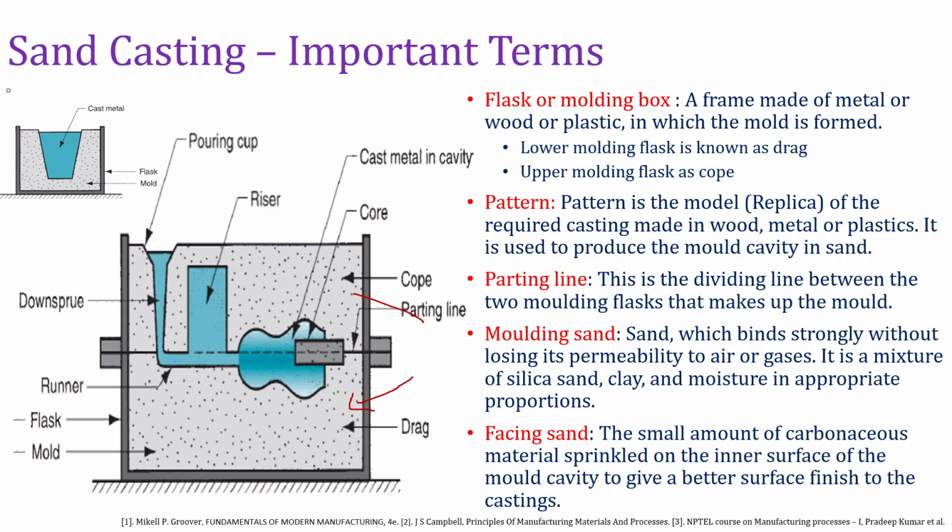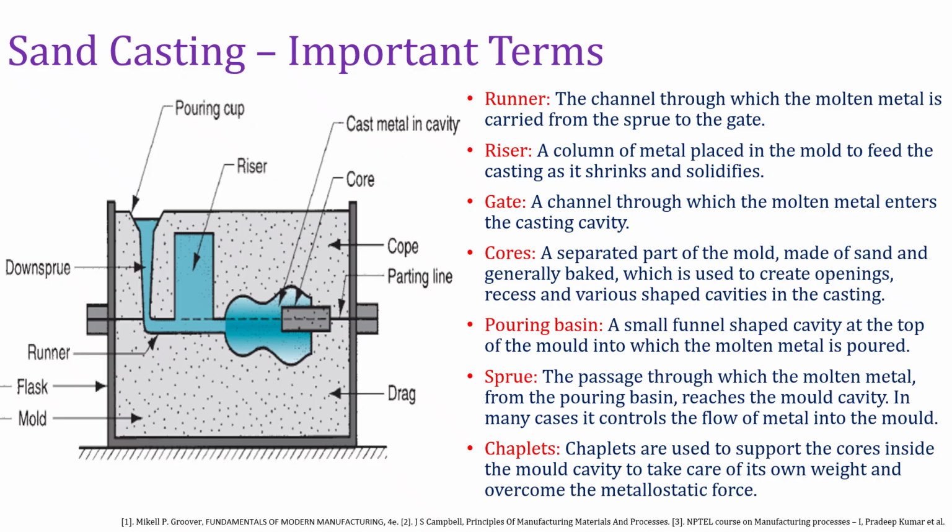Finally, facing sand. So this is a special kind of sand. This will create a special layer on the sand placed directly over the mold cavity, right? So as we discussed, this is going to be the pattern. This is going to be the mold sand. The facing sand will have a small layer here. We use this facing sand because it will create a better surface finish once the process happens. Now let us continue with the terminology.